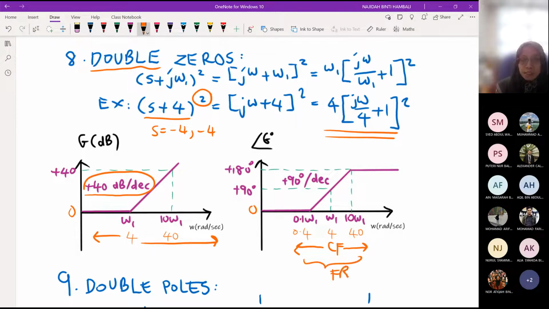In this case, since we have double zeros, the slope has been doubled from positive 45 degree per decade to positive 90 degree per decade. Positive because it is zeros from the numerator, 90 because we have double root. Okay, out of frequency range below 0.4, slope 0 degree per decade. Higher than 40, slope 0 degree per decade. Any questions? Are you following me?